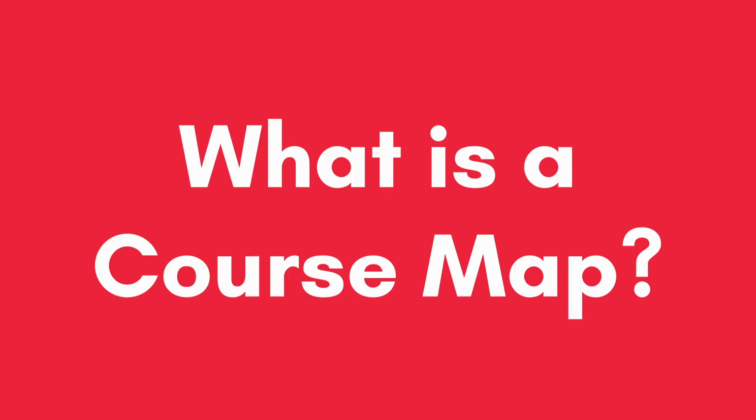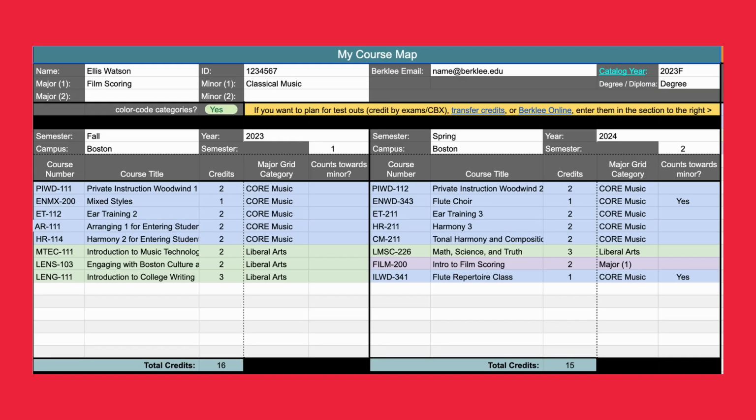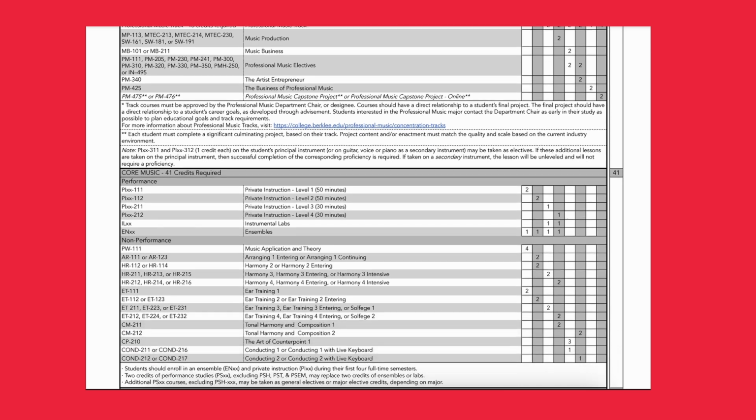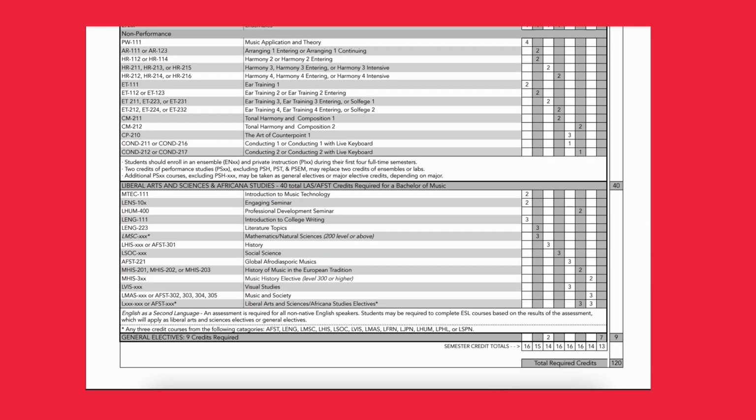Each course map is designed to help keep track of what classes you're planning to take in which semester to graduate on time. It includes information at the top like your name, student ID to help your advisor or chair locate your information, majors and minors that you're taking, your degree/diploma type, as well as your catalog year. Course maps should be completed in tandem with your major grid, which outlines all of your major's program requirements.